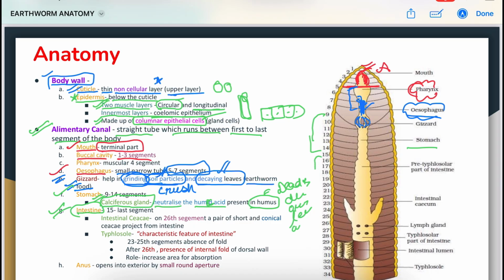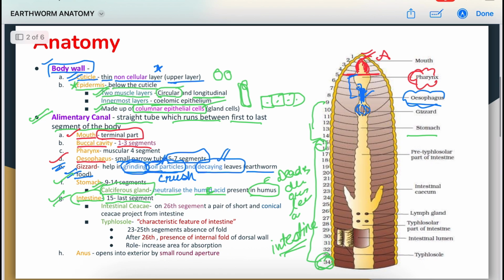The intestine is from segment 15 up to the last, 34. From 15 to 34, this part is the intestine.